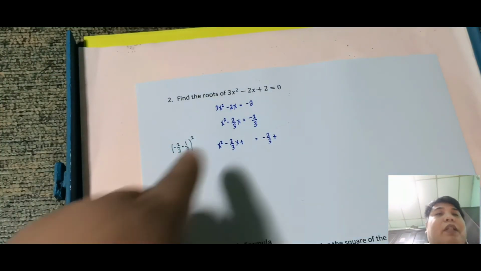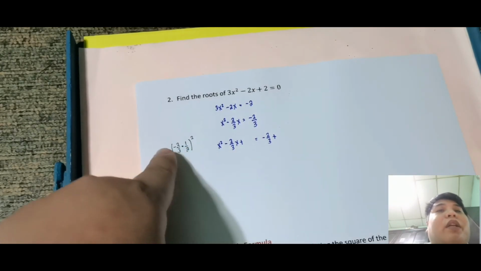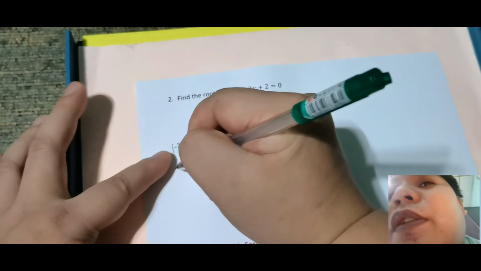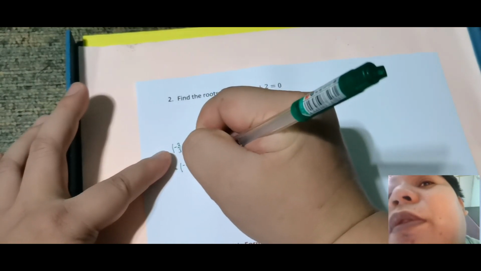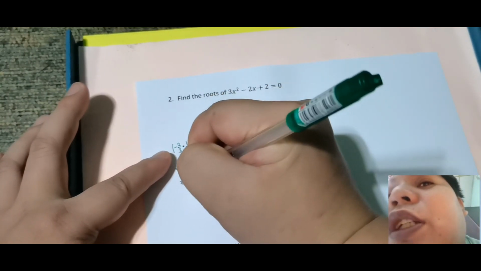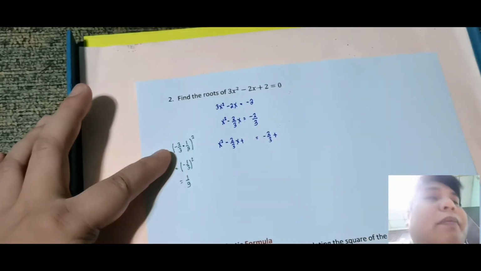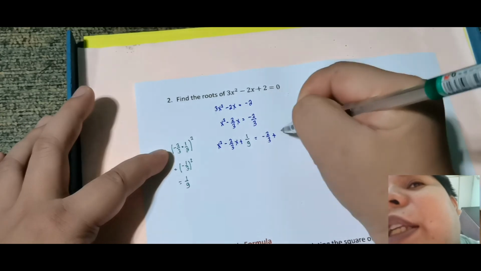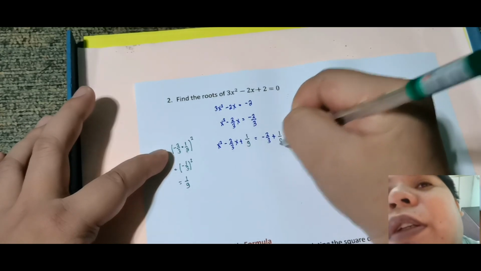Yan lagi yung gagawin, kasi yun yung coefficient doon. Okay, so negative 2 third times 1/2, that is negative 1 third. Tama? So that is negative 1 third square, which is equal sa 1 over 9. Okay, so therefore mag-add ako dito ng 1 over 9, then 1 over 9.